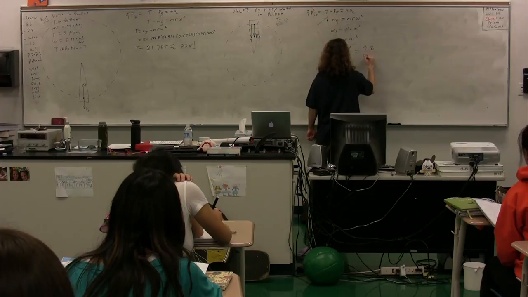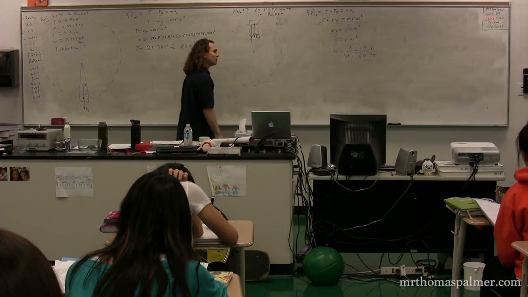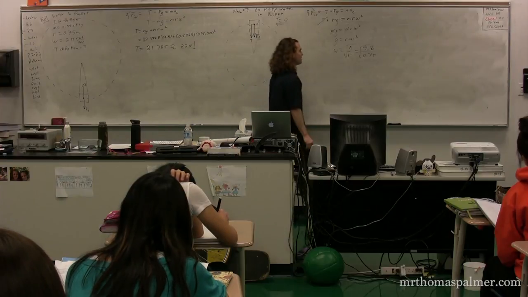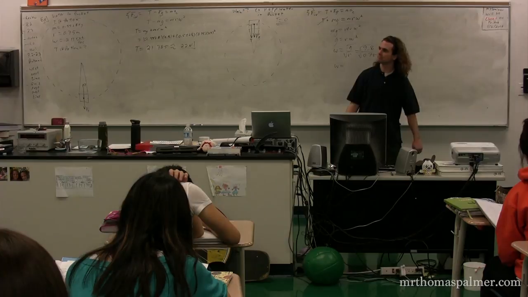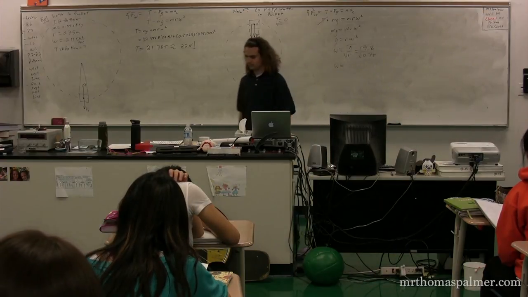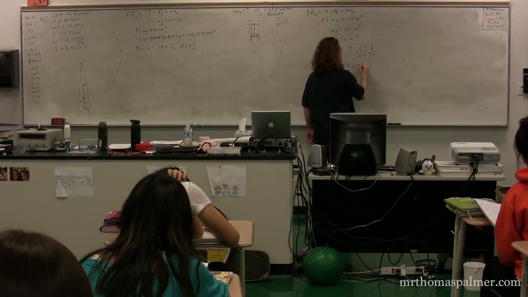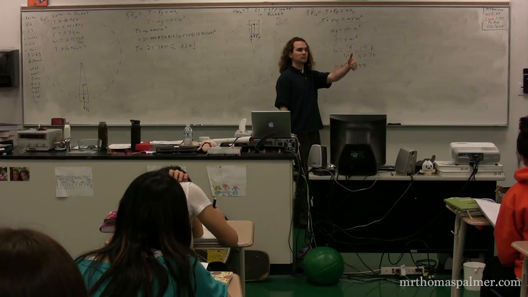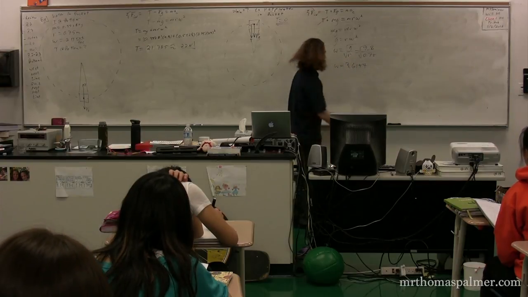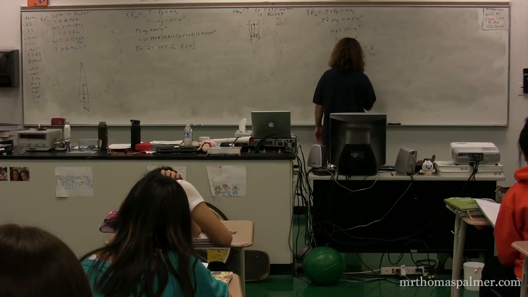We end up with the angular velocity equals the square root of g over r, or the square root of 9.8 divided by 0.75. The angular velocity is equal to 3.6147. Good. So with sig figs, 3.6 radians per second.